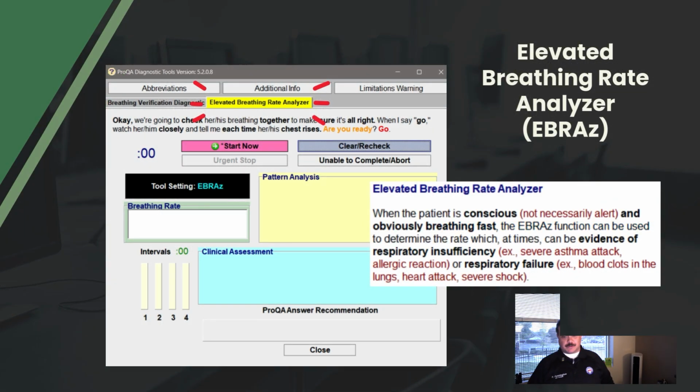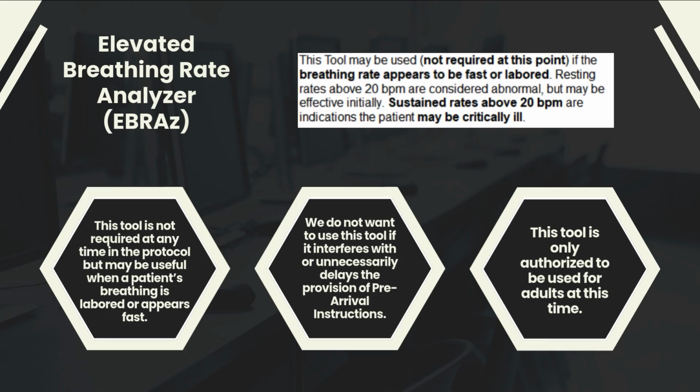We also have a new tool, the Elevated Breathing Rate Analyzer. If the patient is discovered to have an elevated fast breathing rate, this tool could have a measurable benefit as it can indicate possible critical illnesses. Though this tool is accessible, it is not currently required at any time, only for use on adults, and we don't want to delay or hinder the provision of indicated PAIs to use the Elevated Breathing Rate Analyzer.